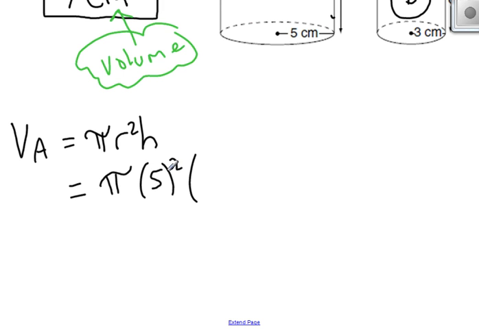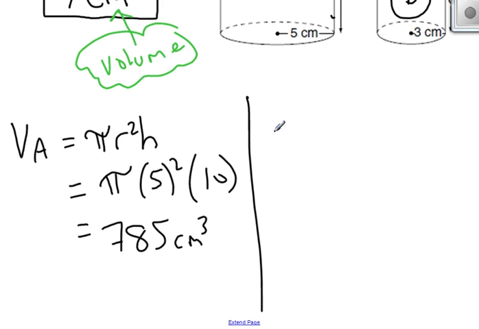So 5 squared, the height was 10. So punch that into my calculator. 5 times 5 times 10 times pi. And I get 785 centimeters cubed.